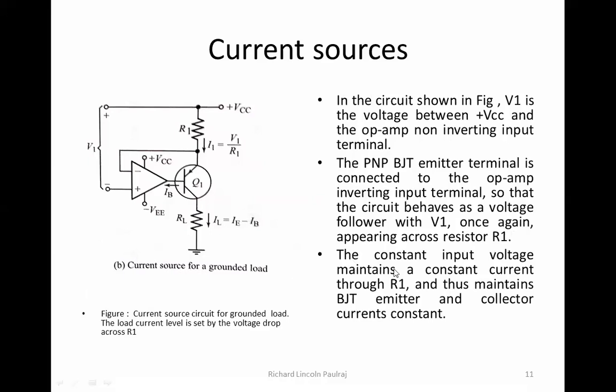So the constant input voltage maintains a constant current through R1 and thus maintains the BJT emitter and collector current constant. So here my idea is to have a constant load current. If I have to have this constant load current, then I should look at the equation, which is dependent on IE and IB. How are we able to achieve that? It is achieved when we give a constant input voltage.